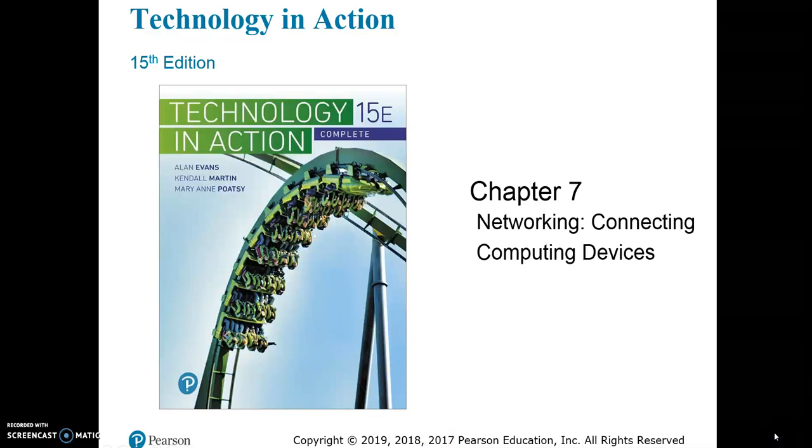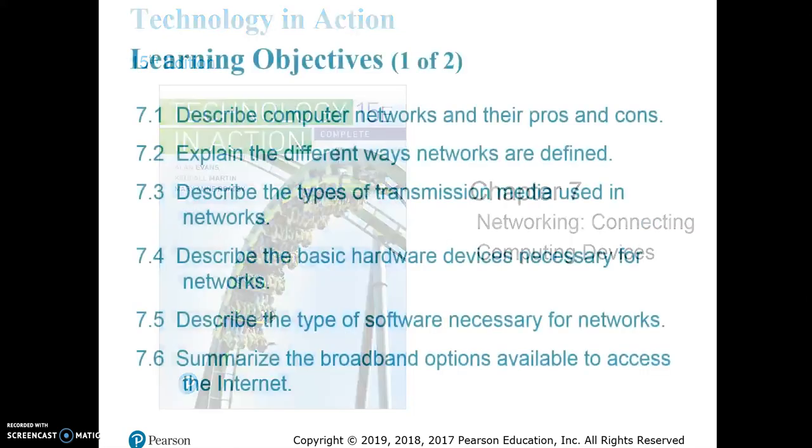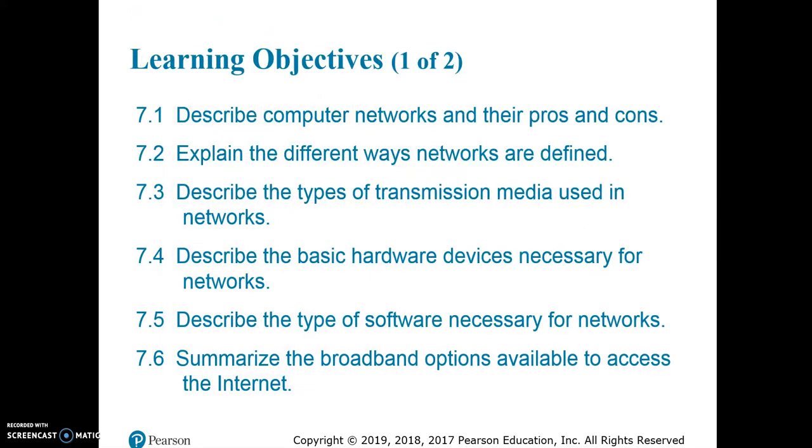Alright guys, so we are going to cover Chapter 7, which is all about networking. Learning objectives for this chapter include describing computer networks and their pros and cons, talking about the different ways networks are defined, describing the types of transmission media that's used in networks and what transmission media is, describing the basic hardware devices that are necessary for the networks, talking about the types of software that are necessary, summarizing broadband options that are available to access the internet.